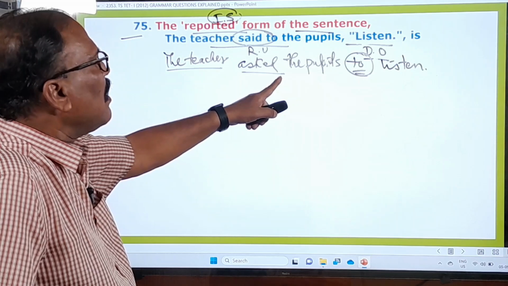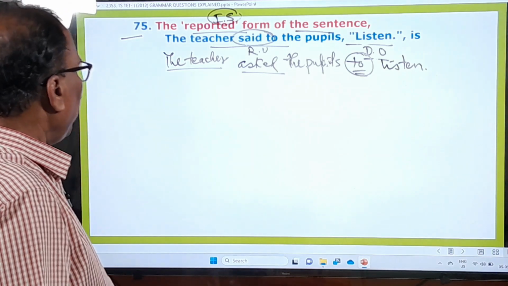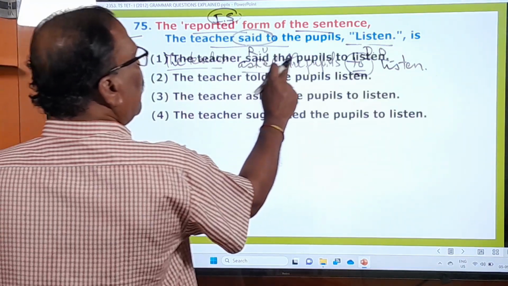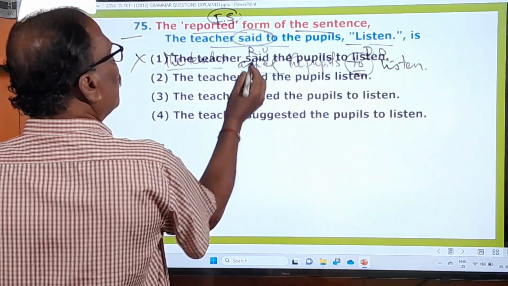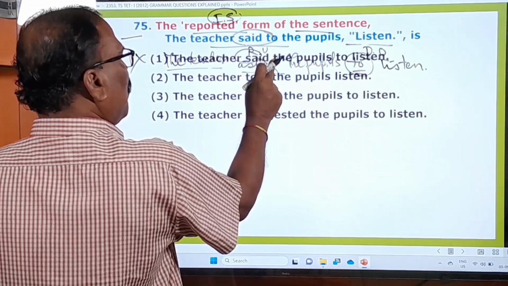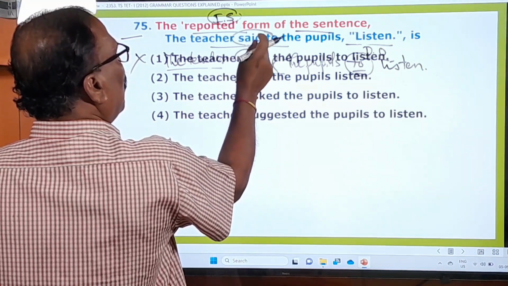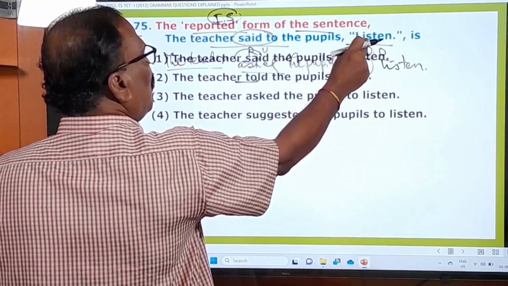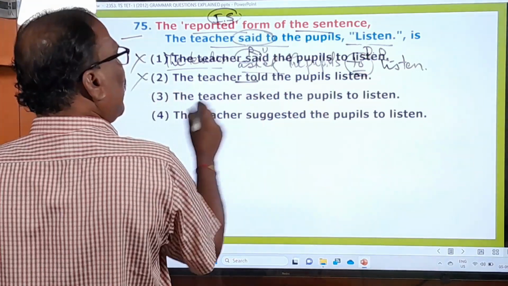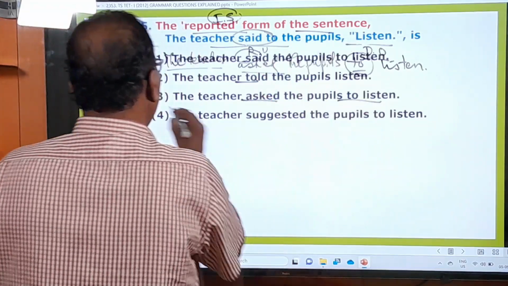And now let us check our answer with the options given by the examiner. What are the options given here? "The teacher said the pupils to listen." No, "said" is used as it is here. Moreover, "to" is dropped in the first one. "The teacher told": when there is an imperative sentence in the direct speech, you cannot change "said to" into "told". Wrong. "The teacher asked": this is right. The third one is the right one.